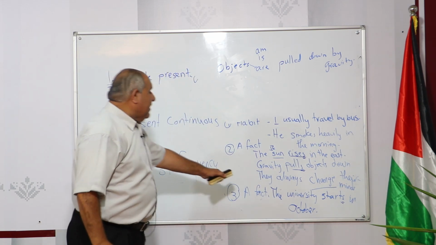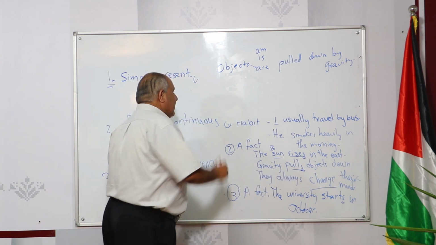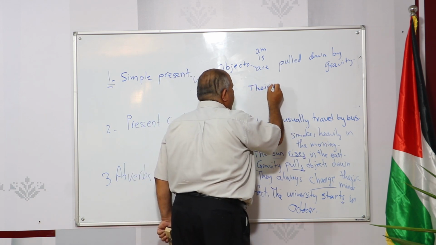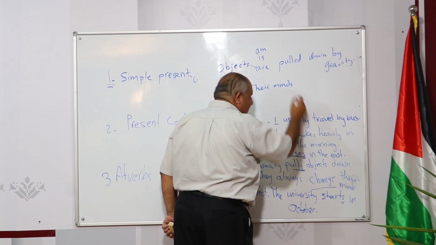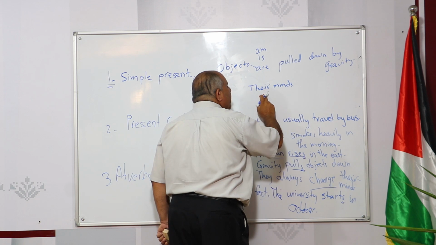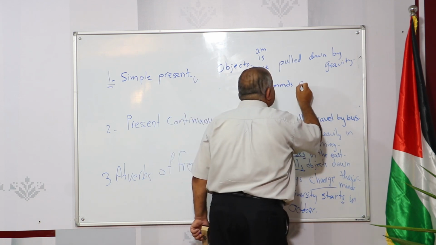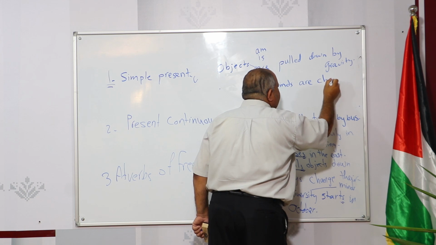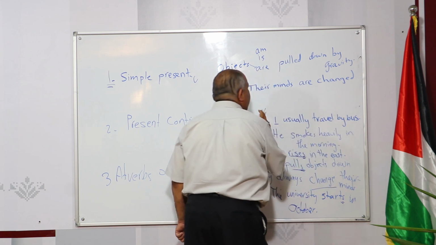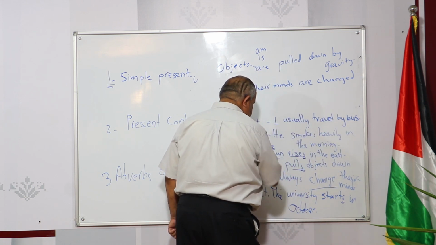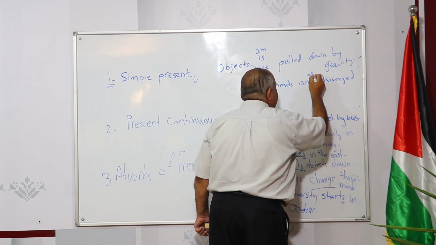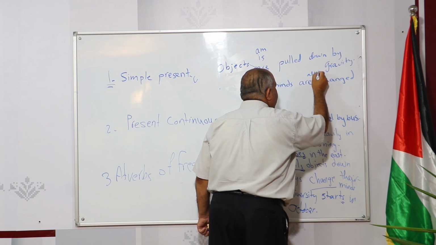Now, the second sentence, they always change their minds. We put the object, which is their minds. We do not have any auxiliary. Therefore, we bring either am or is or are. Their minds is plural, we take are. Their minds are, changed. We put the full verb with ed, the past participle. Their minds are changed. They always change. Yes. Their minds are always changed. That's all.